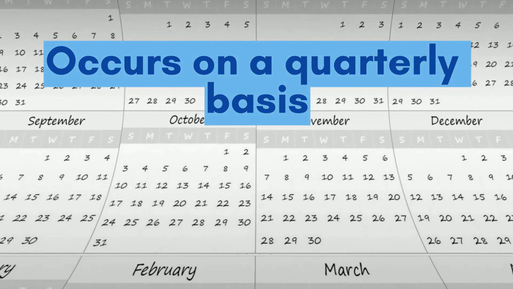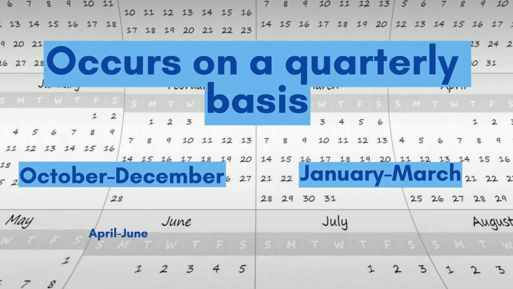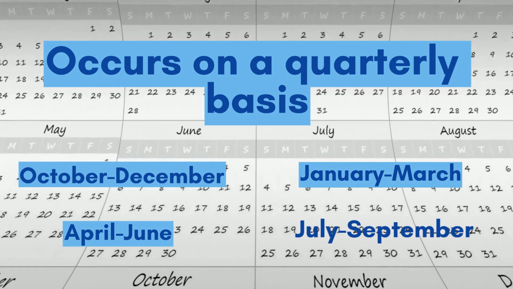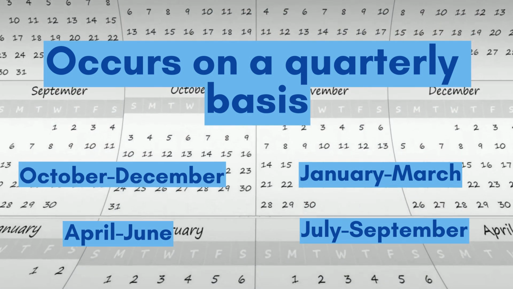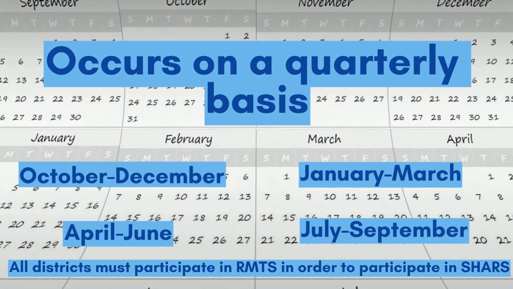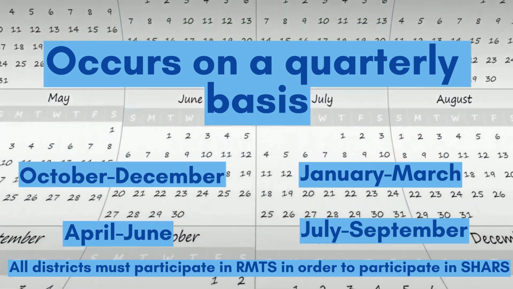RMTS occurs on a quarterly basis in October to December, January to March, April to June, and July to September. It is possible to be selected on consecutive quarters. All districts must participate in the Random Moment Time Study in order to participate in the SHARS program.